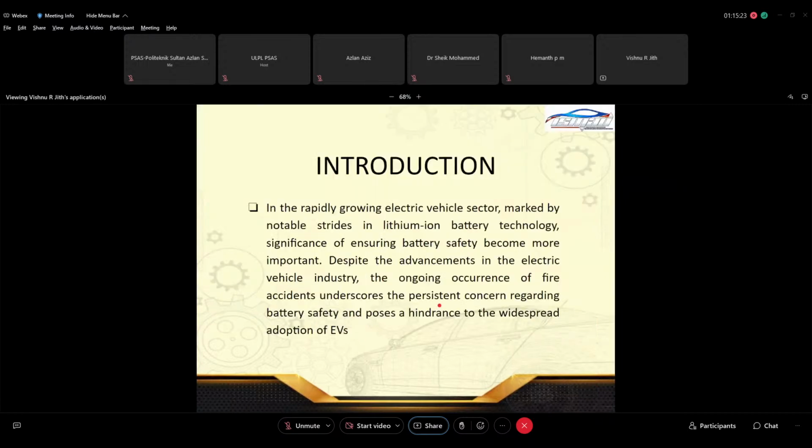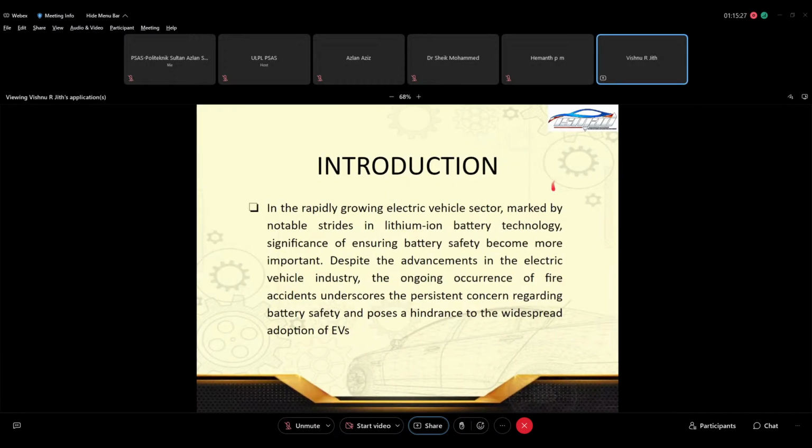So we know that in the rapidly growing electric vehicle sector, marked by notable strides in lithium-ion battery technology, ensuring battery safety has become more important. Despite the advancement in the electric vehicle industry, the ongoing occurrence of fire accidents underscores the persistent concern regarding battery safety and poses a hindrance to the widespread adoption of EVs.